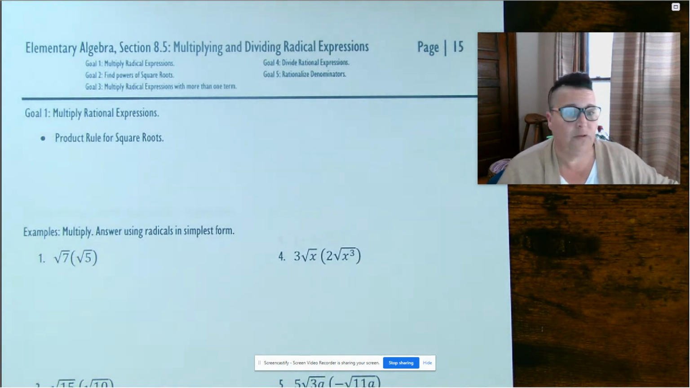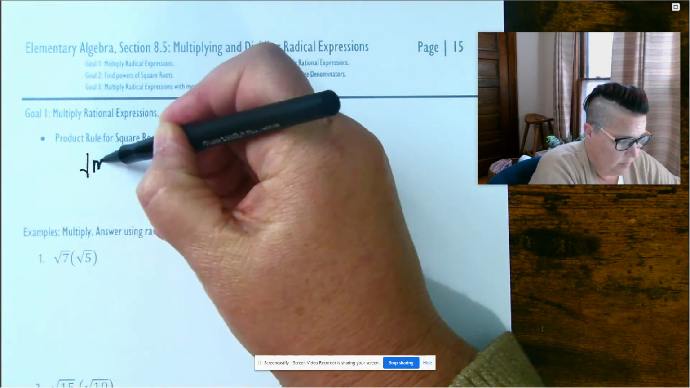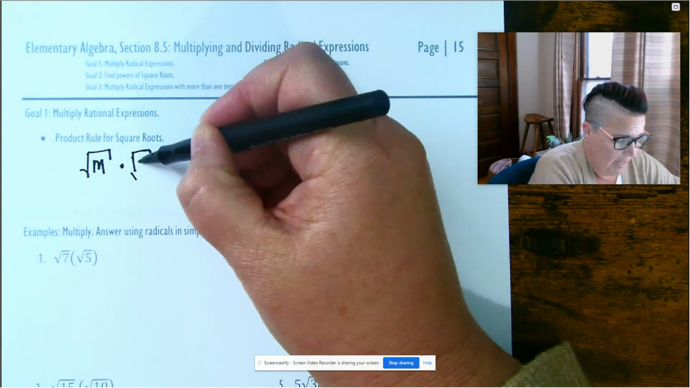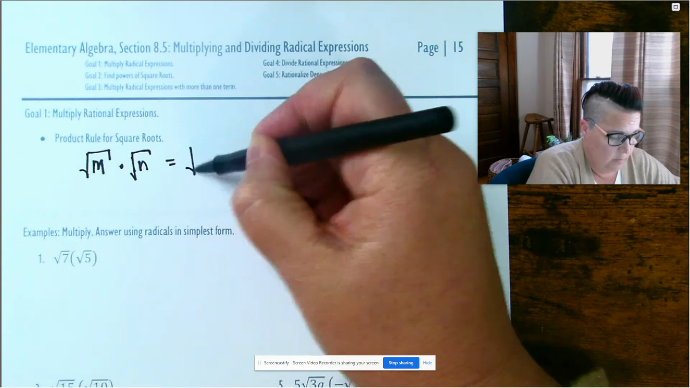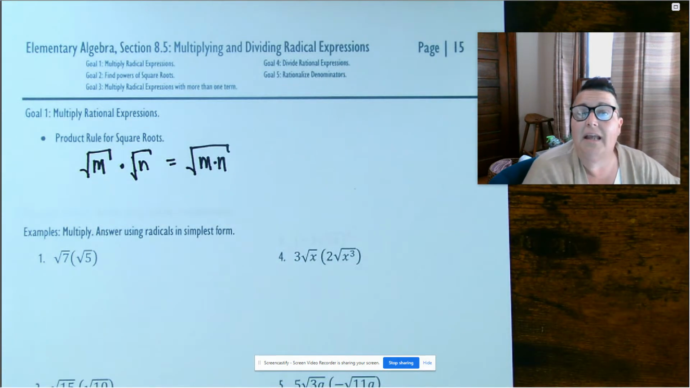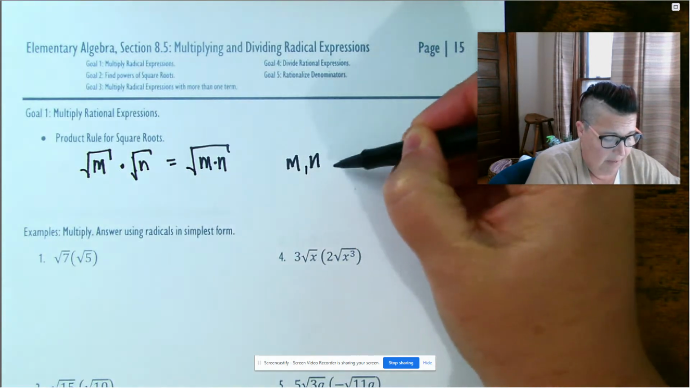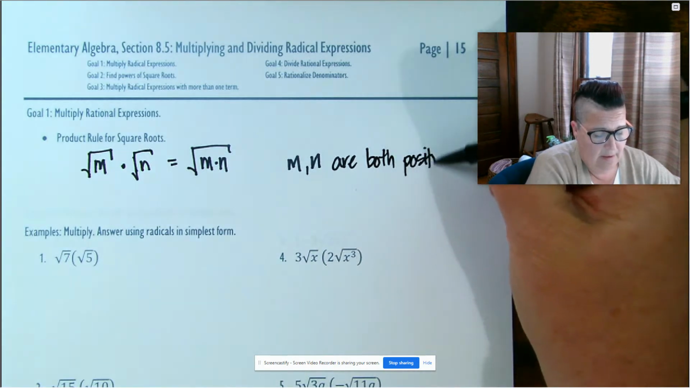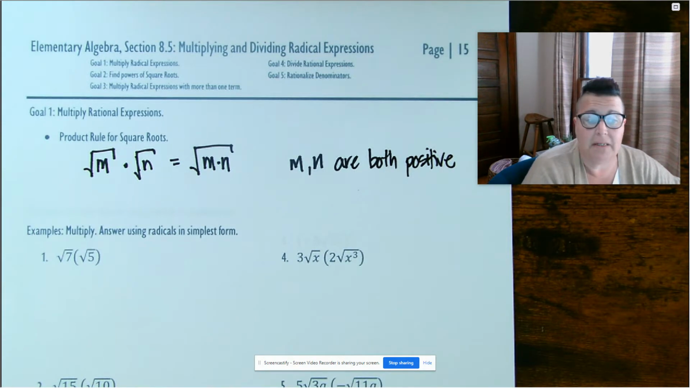The product rule for square roots simply says, if you have the square root of some number m, and you multiply that by the square root of some number n, so these are two numbers, this is the same as the square root of m times n. Now, it is worth noting that m and n should both be positive numbers, because we can't take the square root of a negative number. We are not allowing for that possibility right now.